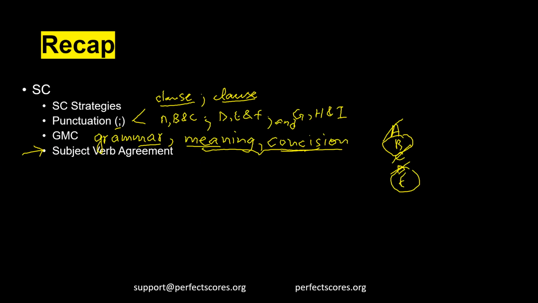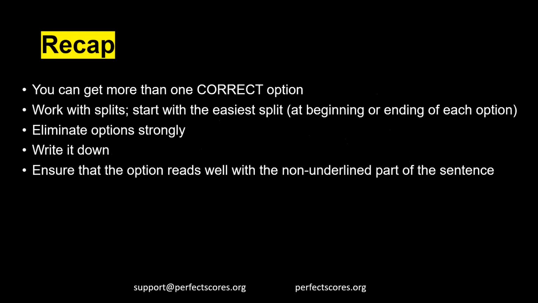Okay. All right, so I'm going to go through a recap of the subject-verb agreement errors. If you haven't watched the previous video, the previous class, and you don't have these rules written down somewhere, I suggest you should write these down. So these are a couple of general rules. So that means you can get more than one correct option. Again, this is reiterating the same point about meaning and concision.